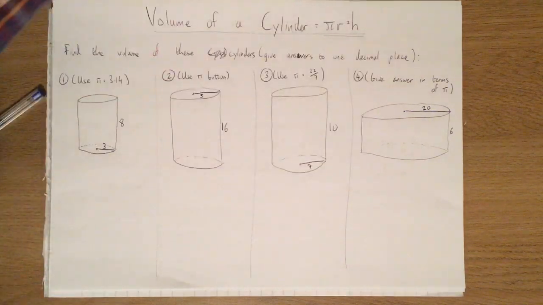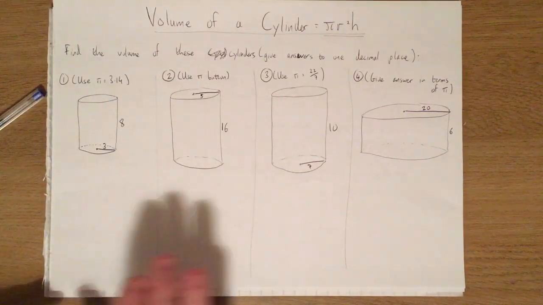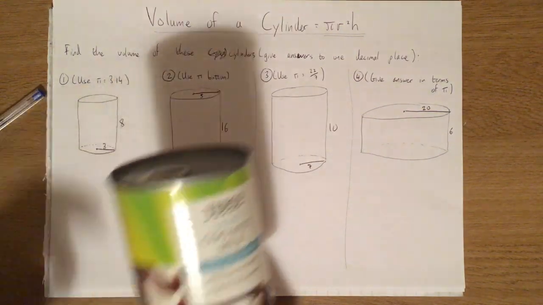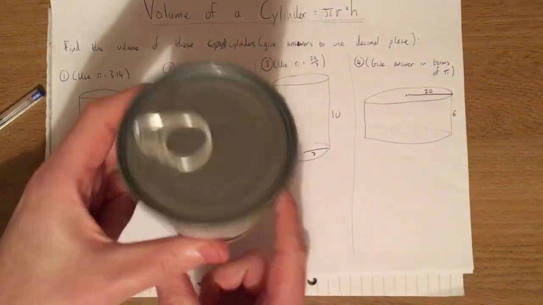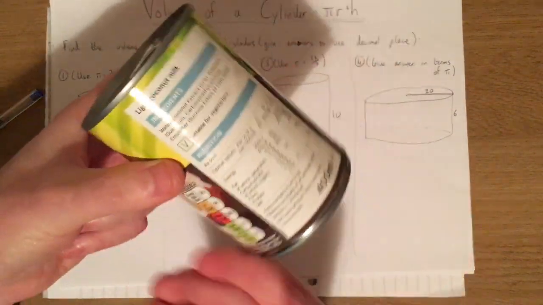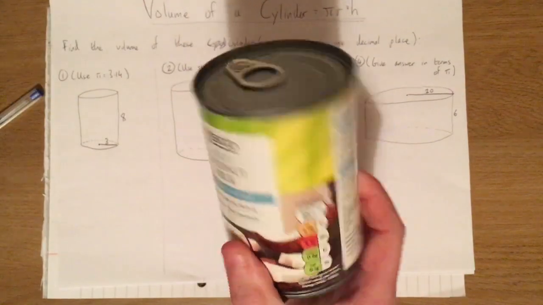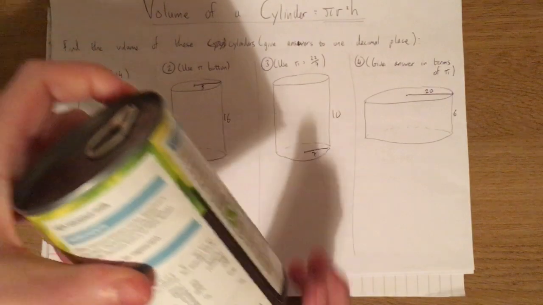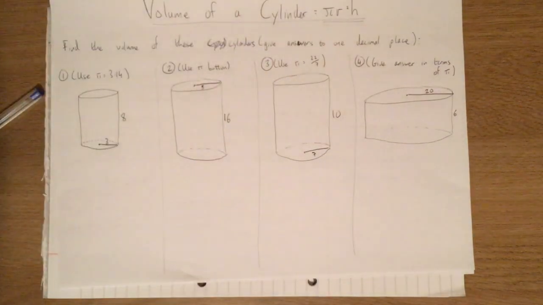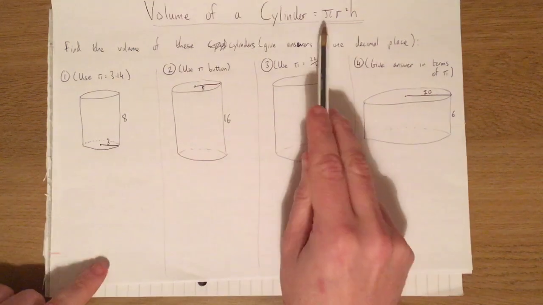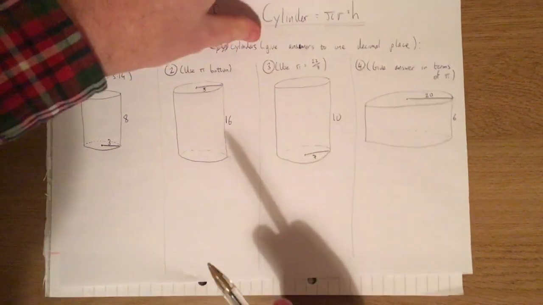A cylinder, just because my drawings maybe aren't the best, is something like this. A tin can is a cylinder. Circle at the top, circle at the bottom, curved around the outside. It's a 3D shape. Tin can would be your classic example of a cylinder. And as we said, volume is pi r squared h.